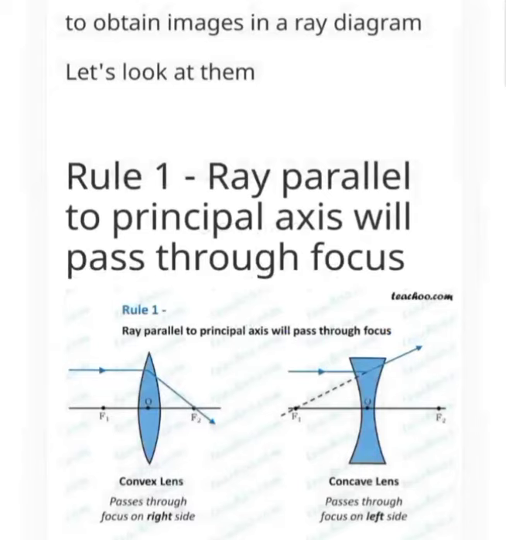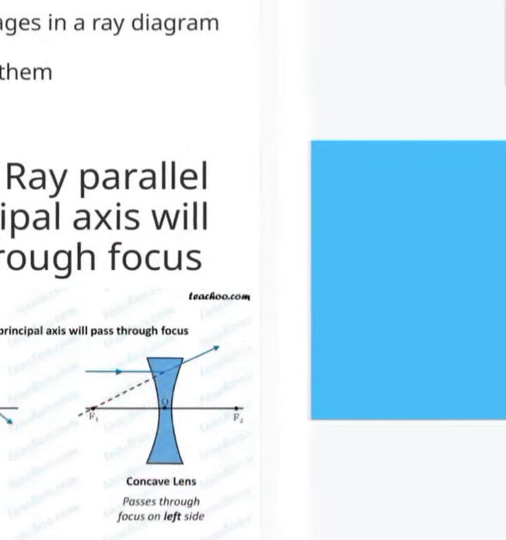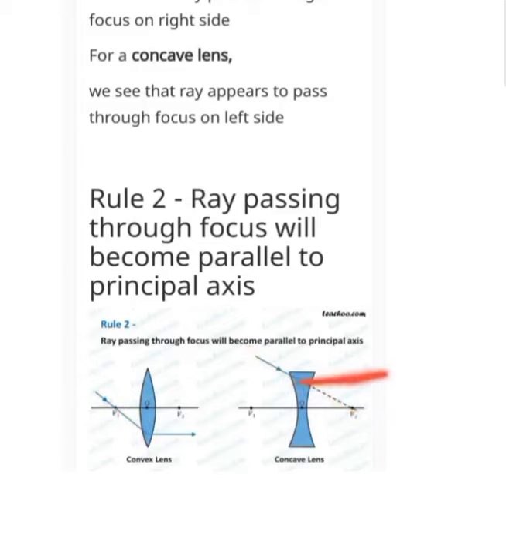These are two diagrams. This one is the first diagram and this one is the other diagram, where a ray of light is parallel, it goes from the focus. If we move to the next one, you can see that a ray passing through the focus will become parallel to the principal axis. Similarly, if a ray is going from the focus, it will become parallel.